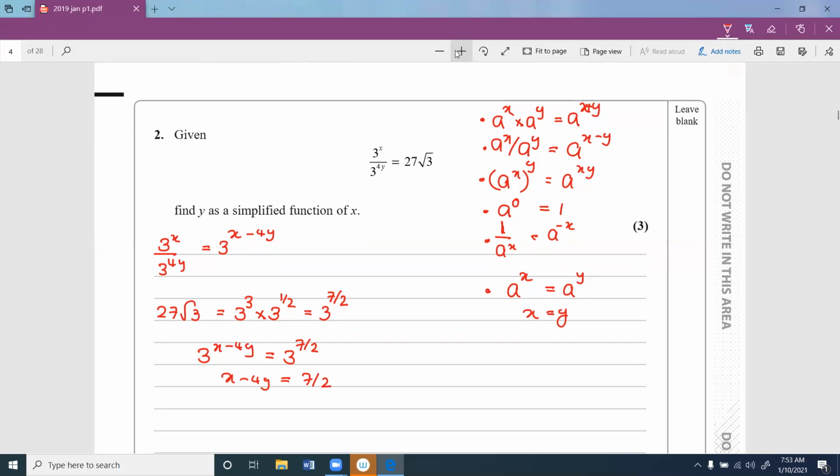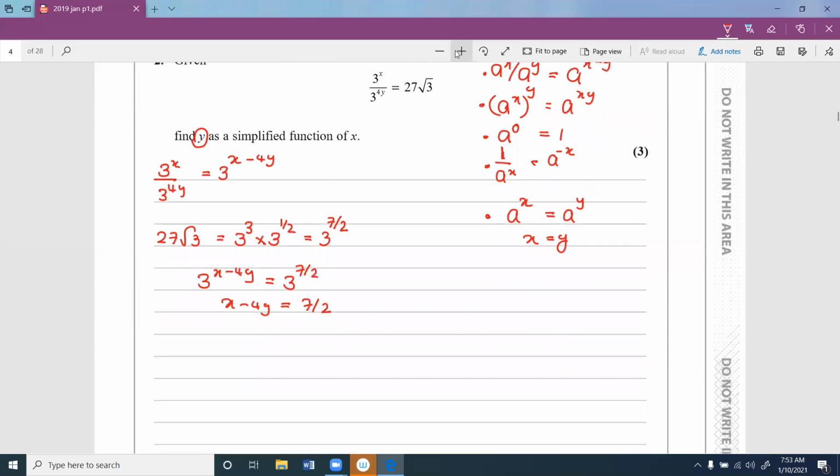Now, you have to understand the question properly. That means find y as a simplified function of x. Find y means you cannot write the answer in this format. Definitely, we need to make y the subject. That is what you mean by find y. That is one common mistake we observe in the paper.